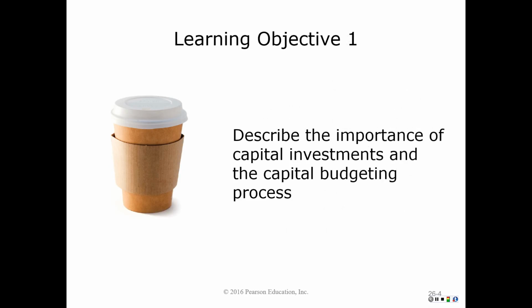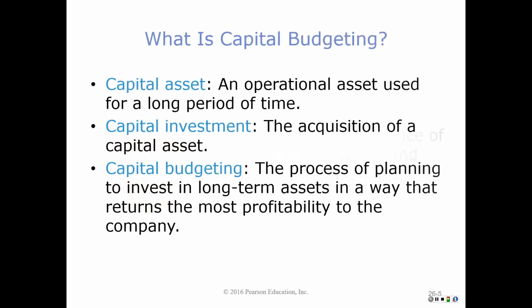We have to understand what those capital investments are in order to understand the importance of them and how we should analyze that decision-making process. So we'll do that in Learning Objective 1. If you remember from your financial accounting course, we talked about the different kinds of assets, and one of those is a capital asset, property, plant, and equipment. These are operational assets that are used over a long period of time: 3, 5, 7, 10, 14, 35 years.